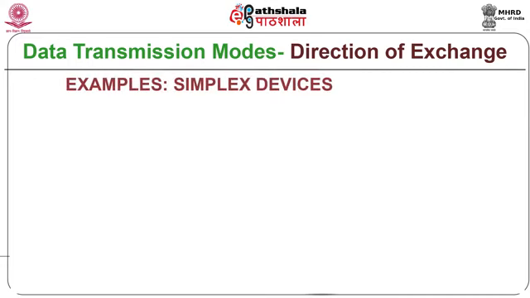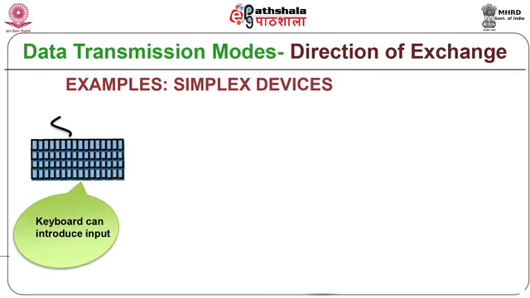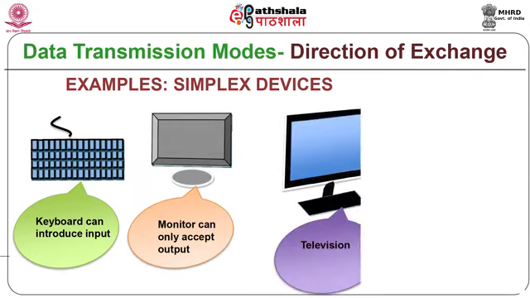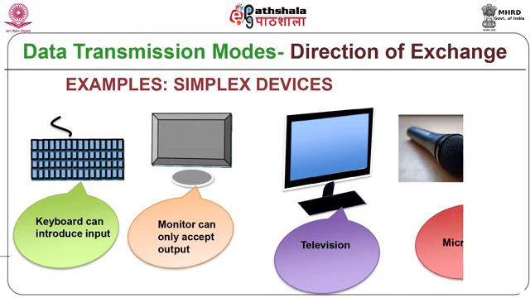A communication between a computer and a keyboard involves simplex transmission. The CPU never needs to send characters to the keyboard, but the keyboard always sends characters to the CPU. Other simplex devices could be the monitor that can only accept output. A television broadcast is also a simplex transmission. Another example of simplex transmission is a loudspeaker system.